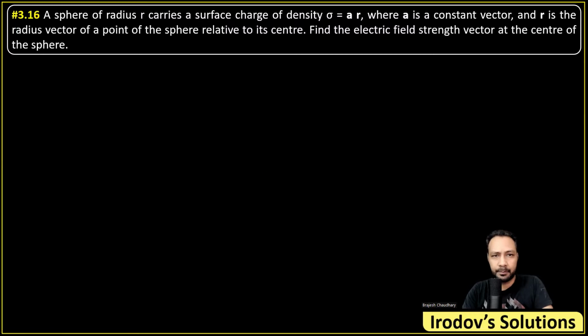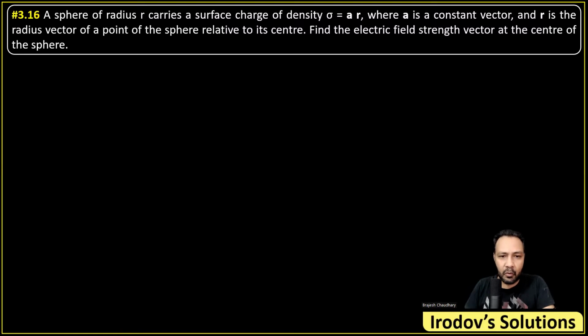Very good question. This question states: a sphere of radius r carries a surface charge density sigma equal to vector a dot vector r. A is a constant vector, r is the radius vector of a point of the sphere relative to its center. Find the electric field strength vector at the center of the sphere.